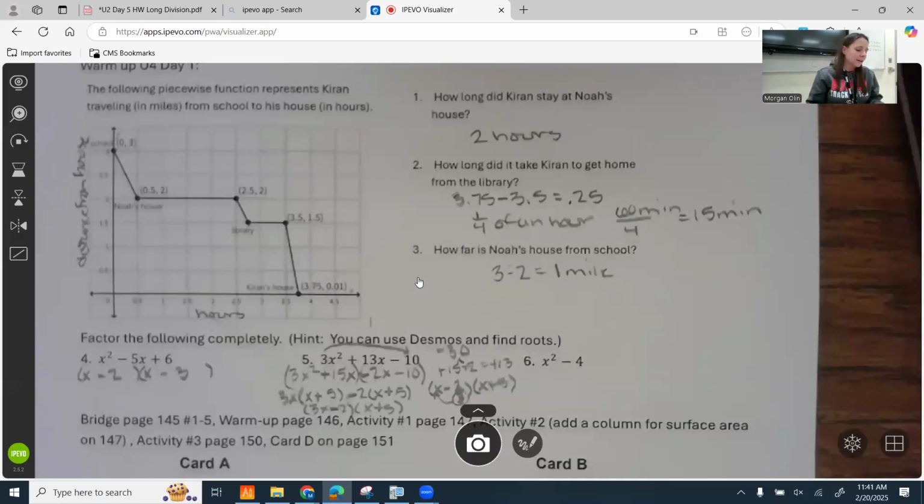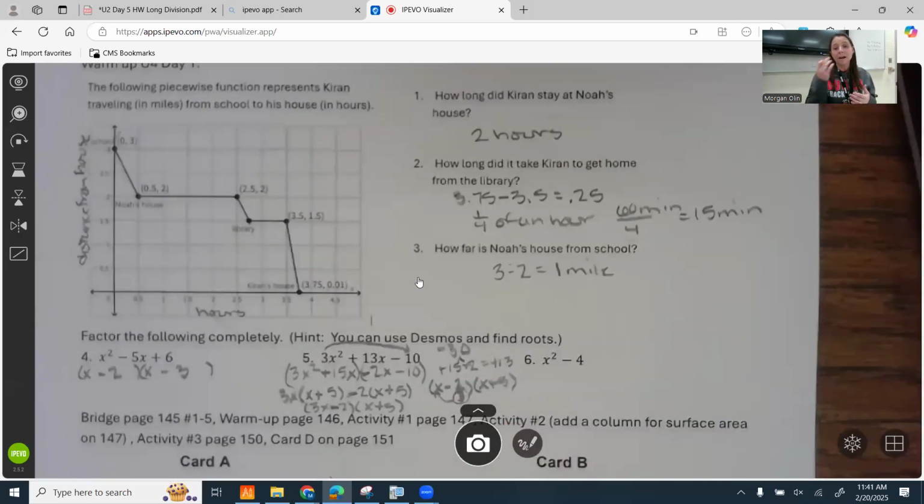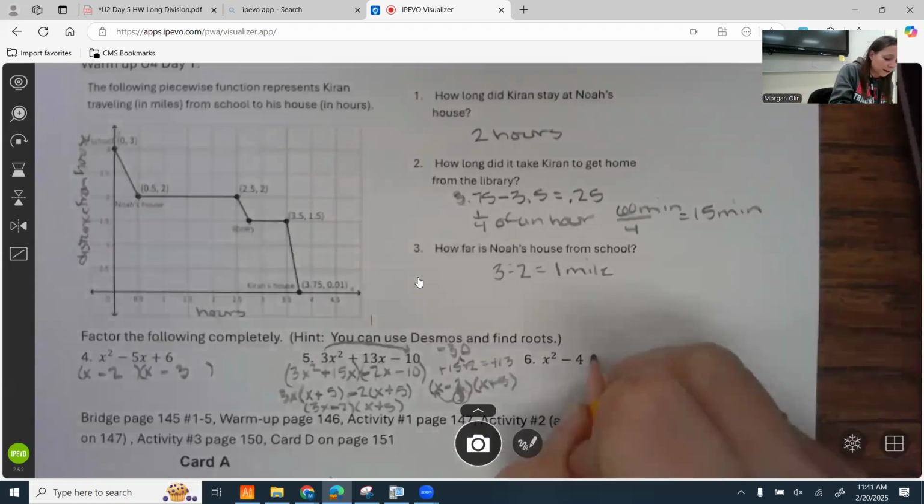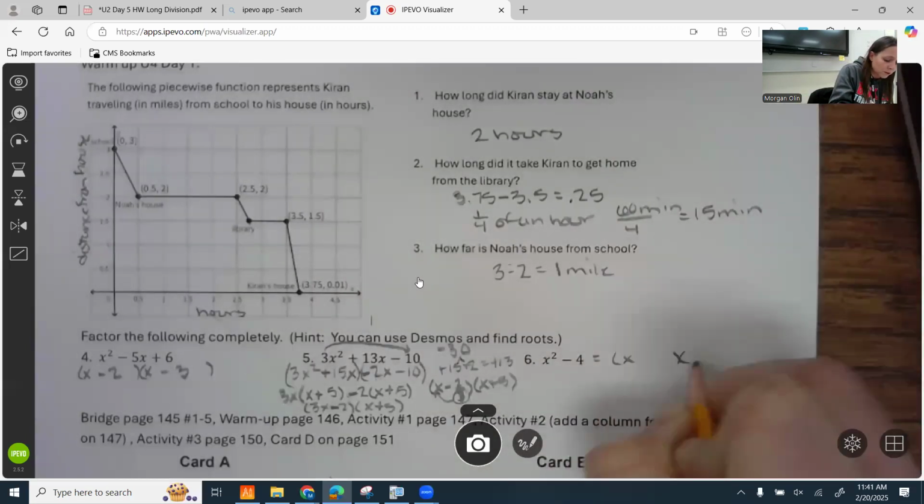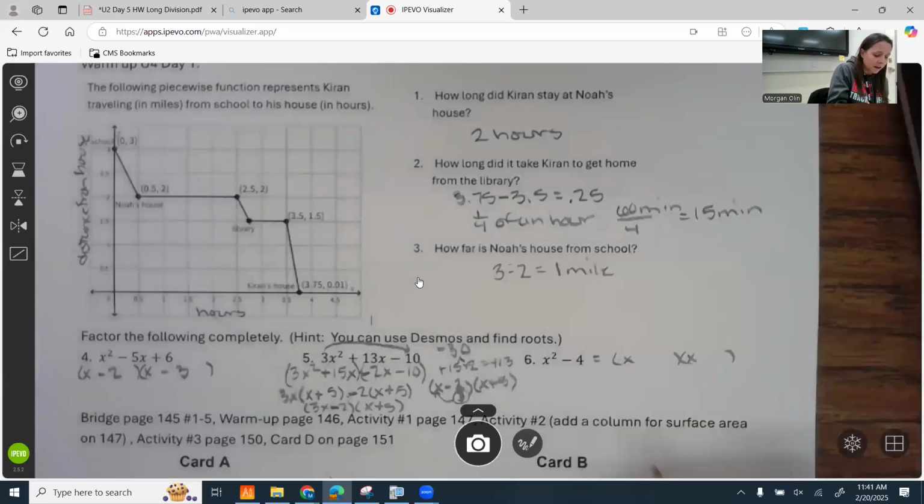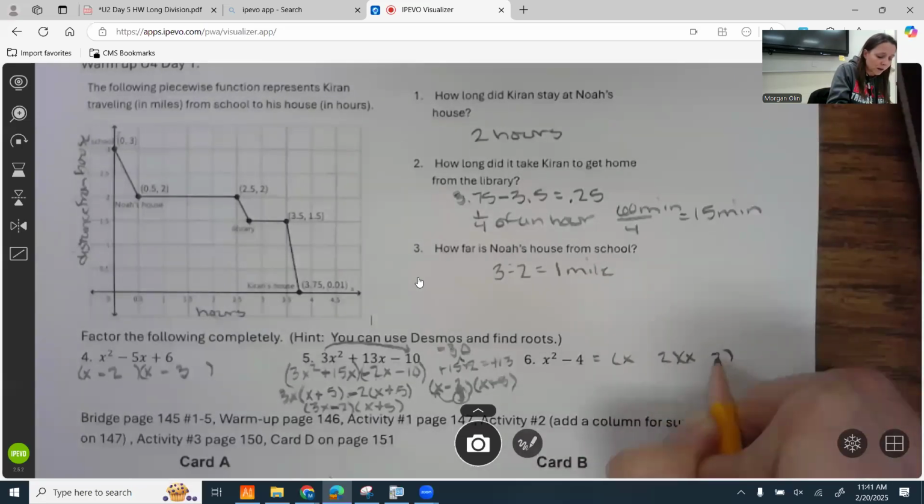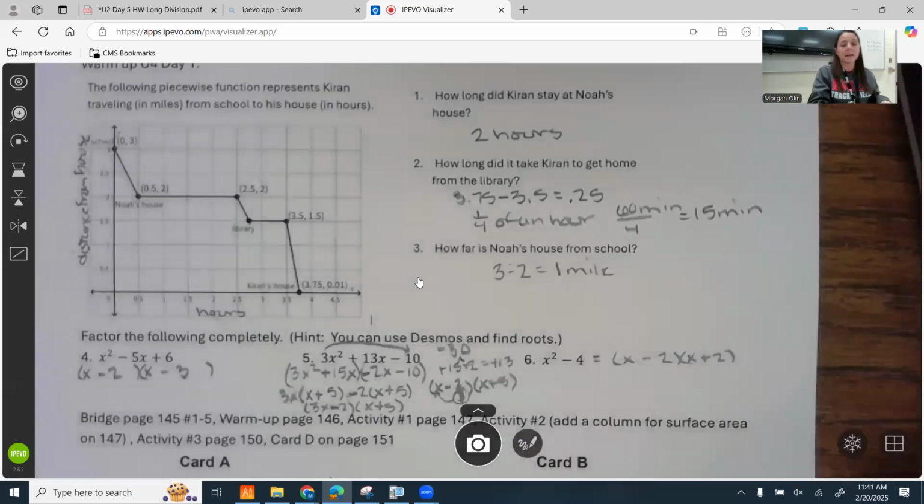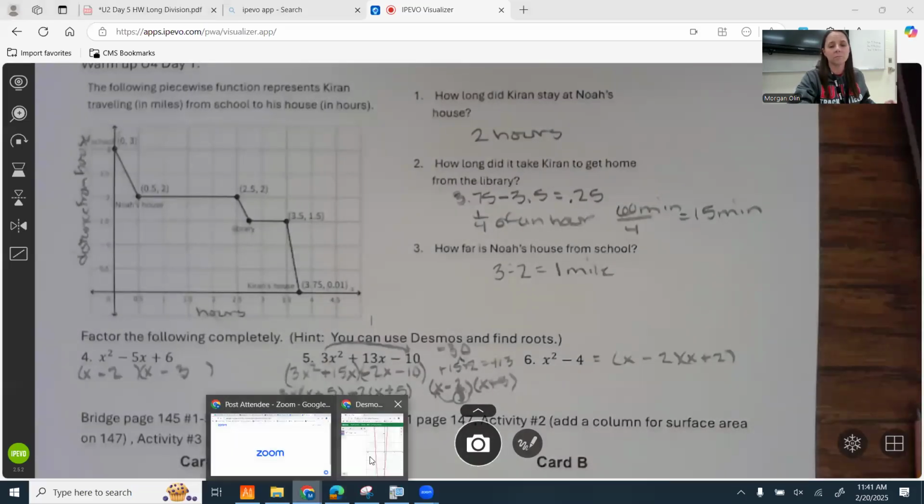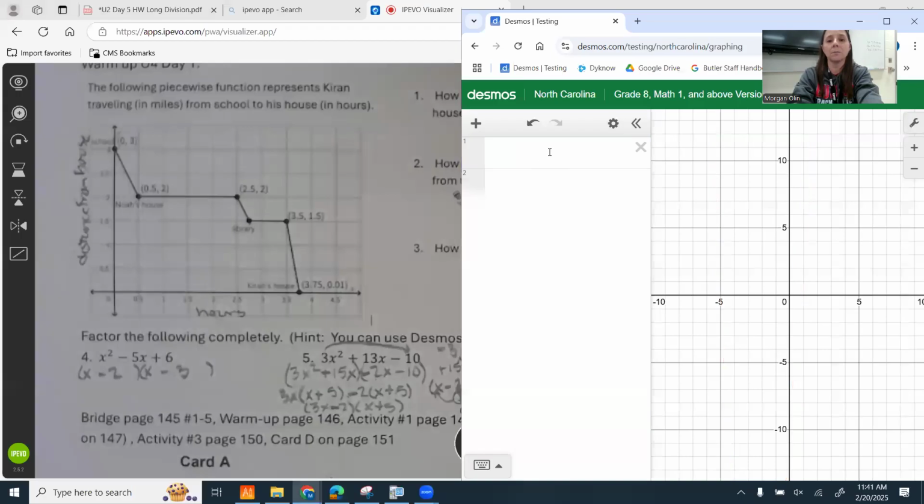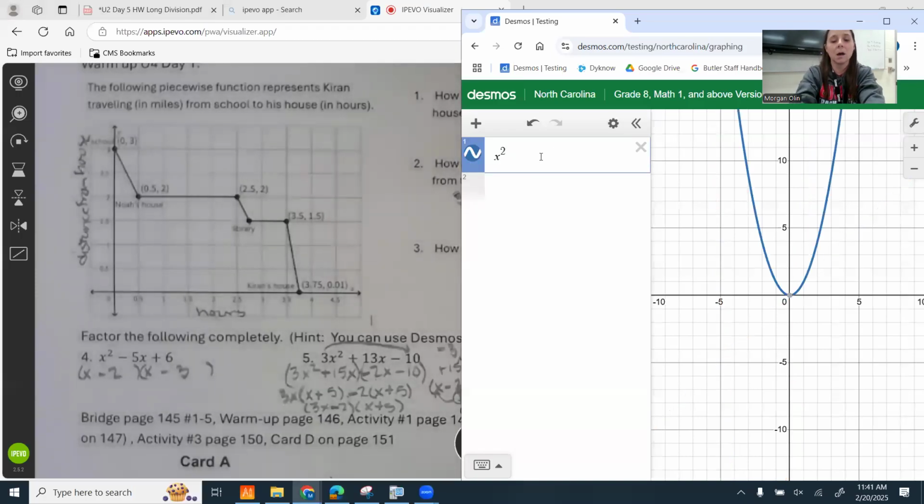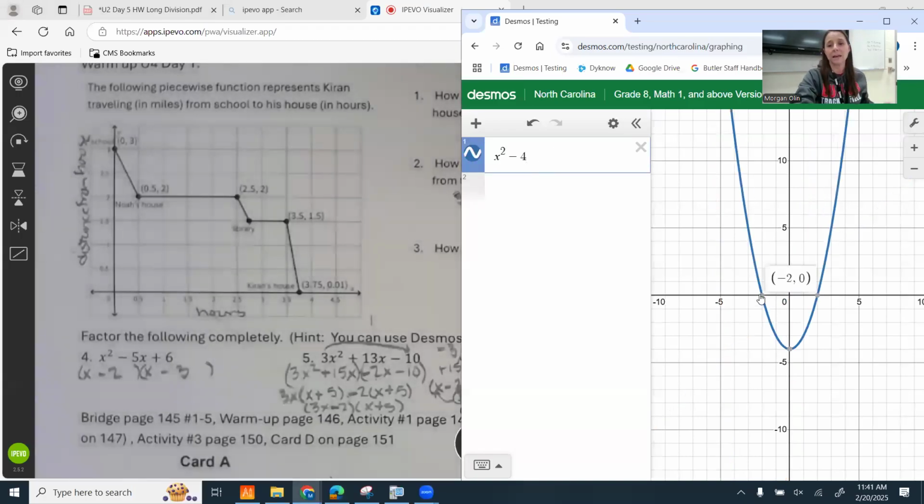All right, and then 6, what do you recognize that as? A perfect square. A perfect square, so the square root of x squared is x and x. The square root of 4 is 2 and 2, and one's a plus, one's a minus. It doesn't matter which one's which. All right, now if you want to graph this one, no problem, because x squared minus 4, and you can see if -2 is a root, x plus 2 should be a factor. If 2 is a root, then x minus 2 should be a factor.